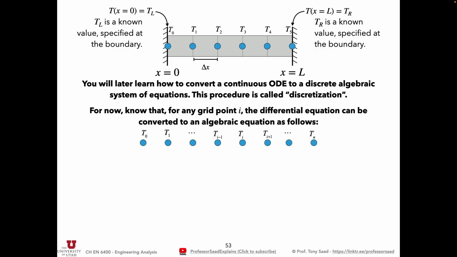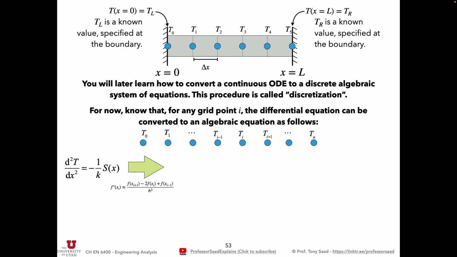But for now, you should know that for any grid point, so if I had 1,000 grid points or 1,000,000 or n grid points on this domain, at any point inside this material, the differential equation can be converted to an algebraic equation. So I'm going to take a representative point, call it i. This is some arbitrary point in the middle. And I'm going to take this equation and apply it at point i. Because this equation is valid everywhere, it should be valid at point i. So in other words, I'm going to take the second derivative at i equal to minus S of x at i over k.